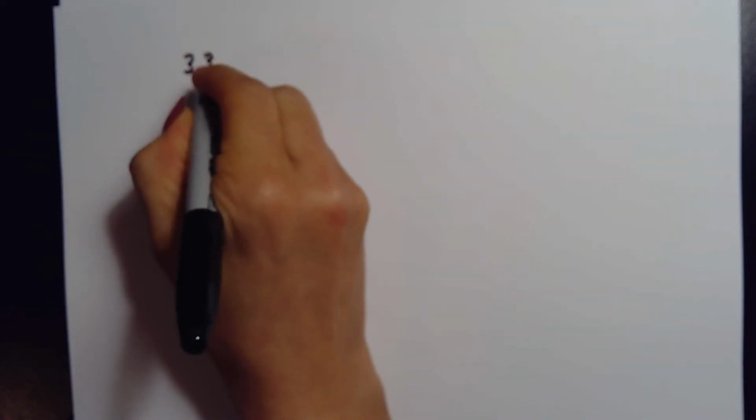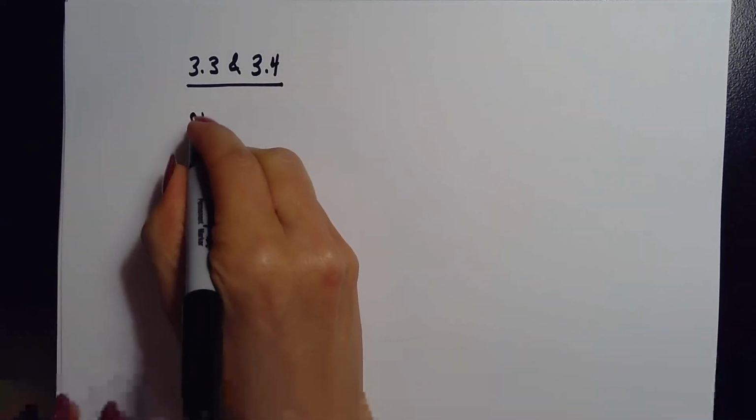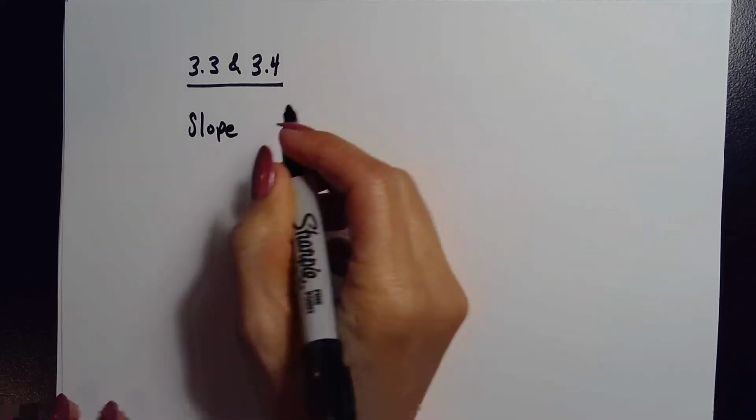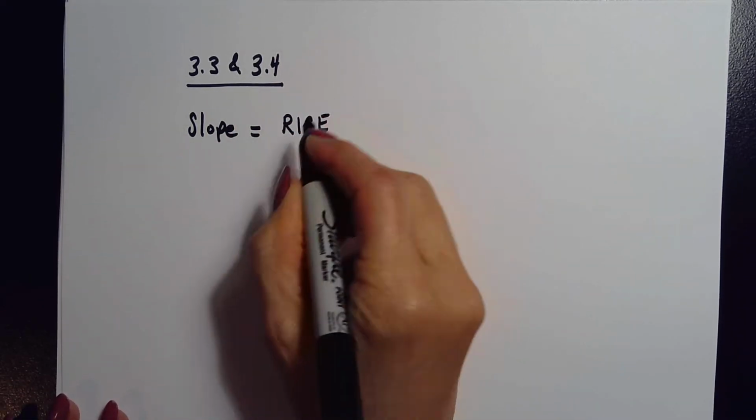Okay, so this video is on sections 3.3 and 3.4. I will begin by defining slope. The slope of a line is equal to the rise over the run.